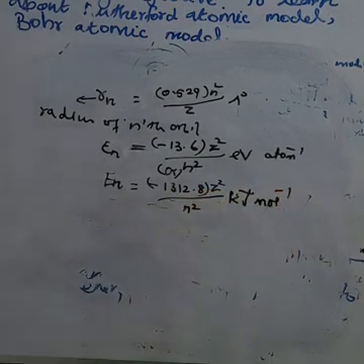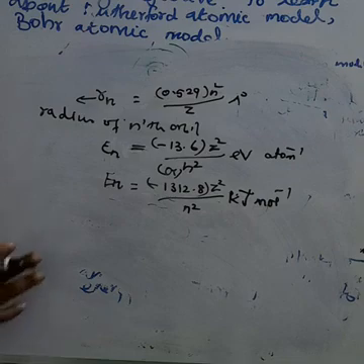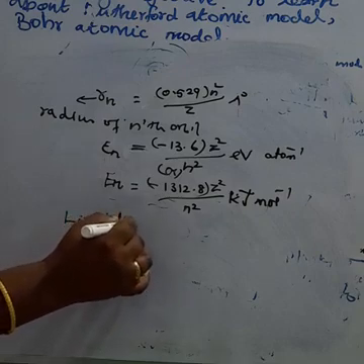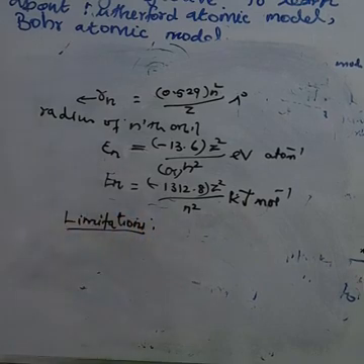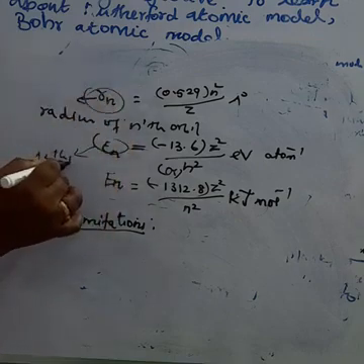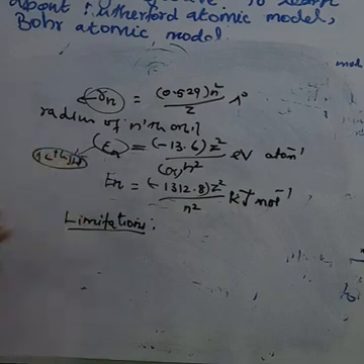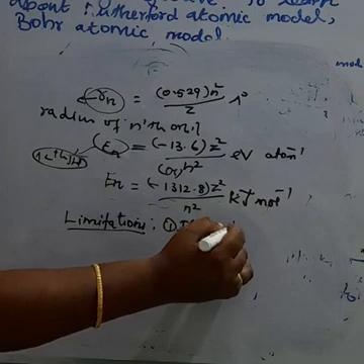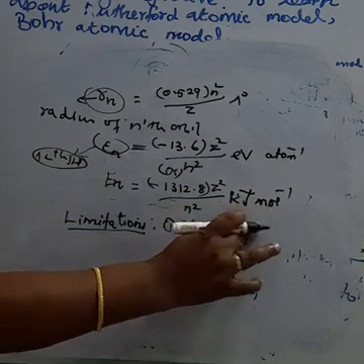Okay, and then what are the limitations of Bohr's atomic model? Here also there are limitations. The detailed derivations about rn and En will be discussed in the 12th standard atomic physics unit. Okay, and what are the limitations of Bohr's atomic model? First, it is applicable only to species having one electron.